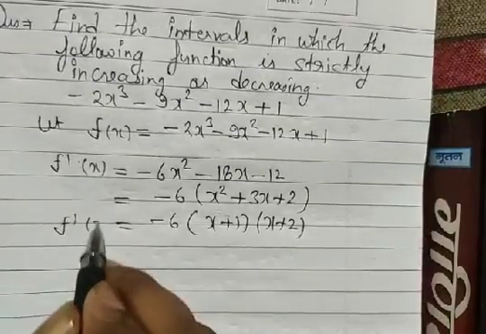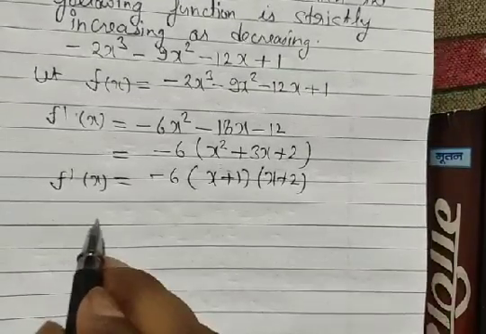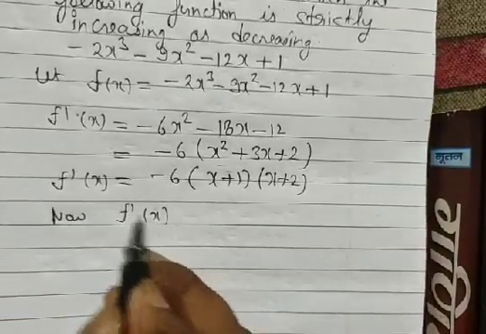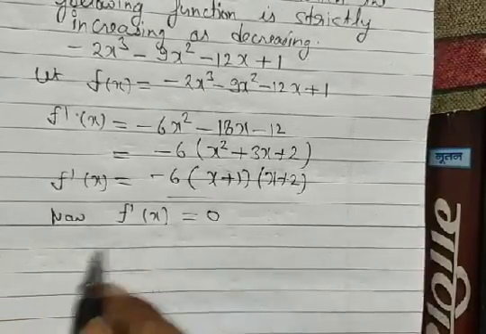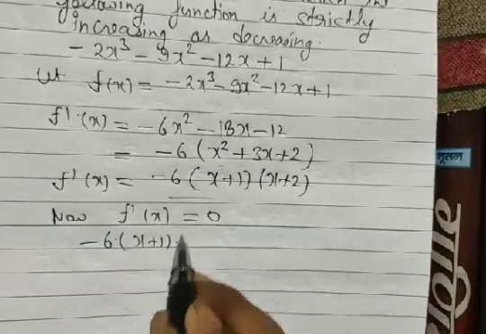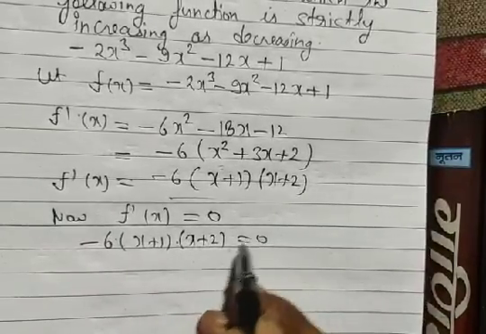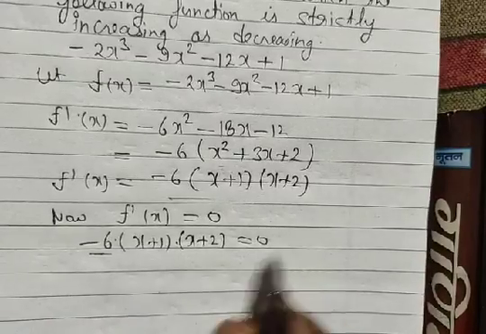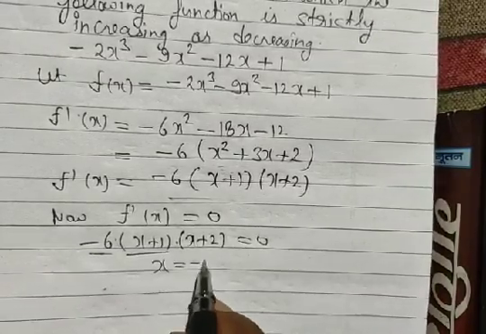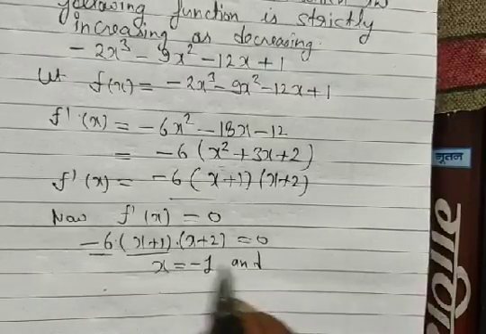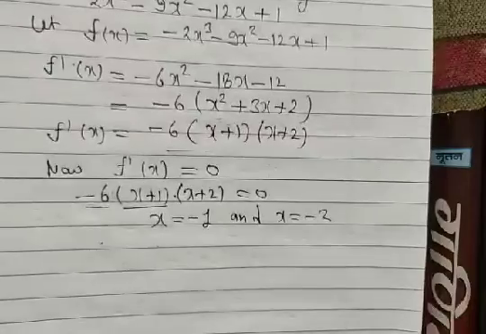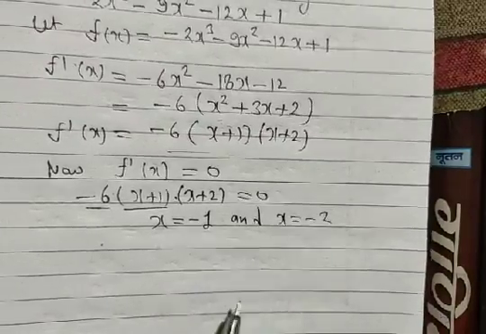Now we have f dash x, and to get the points we are going to equate f dash x to 0. Then minus 6 times x plus 1 times x plus 2 equals 0. Minus 6 cannot be equal to 0. But when x plus 1 equals 0, we get x equals minus 1. When x plus 2 equals 0, we get x equals minus 2. Now we get our two points, x equals minus 1 and x equals minus 2.